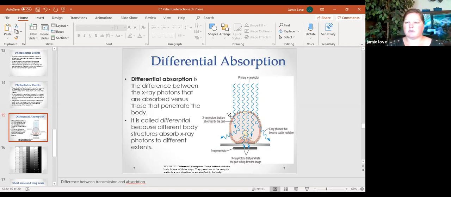We need this differential absorption to happen in the body, or else we wouldn't have different shades on our X-ray plate. Areas with white, like where the spine is, are where most of our X-rays didn't make it through. They have a couple that made it through, and that would be an area of black or gray. So depending on how much was absorbed, it's going to be what we see on our X-ray plate.